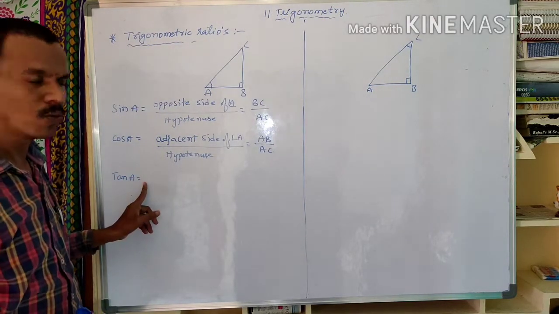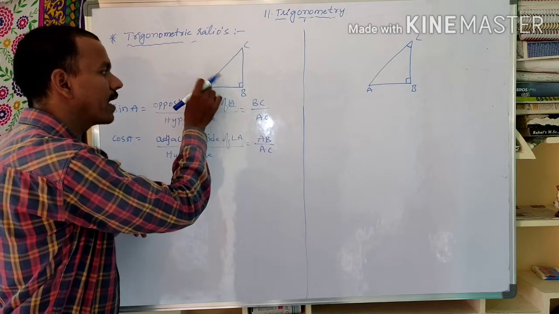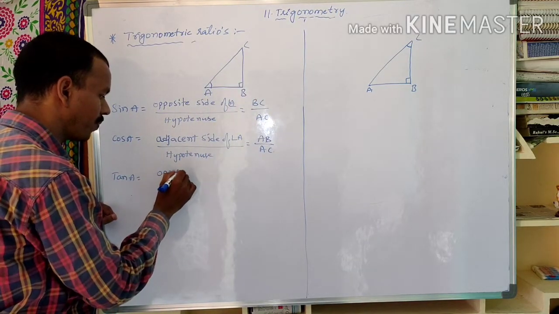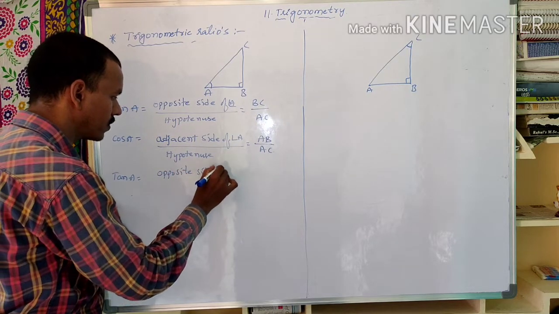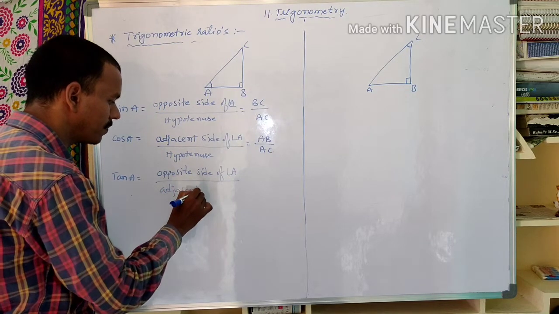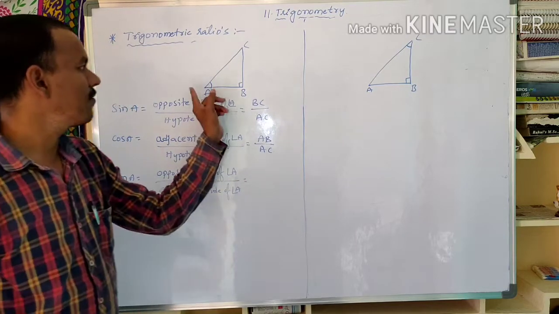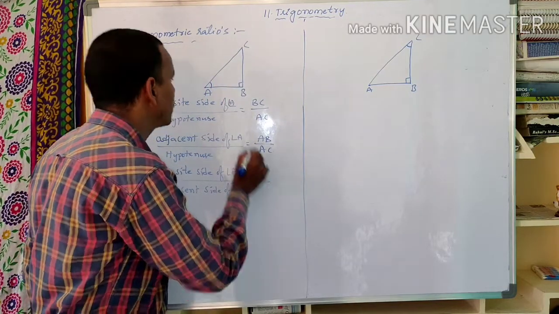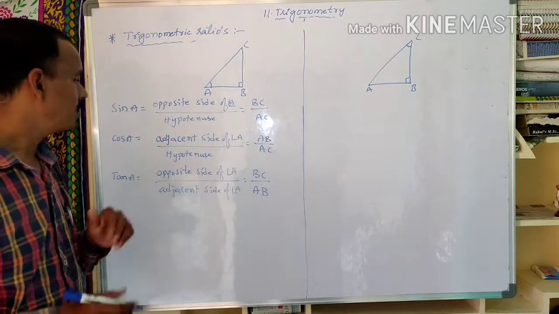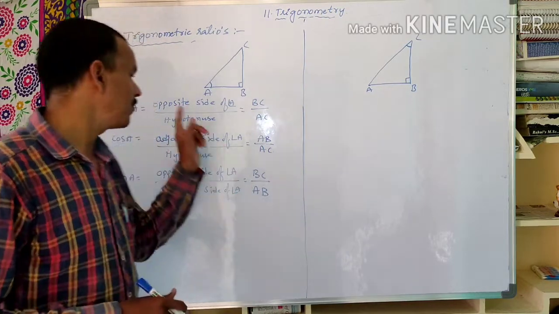Next, tan A is equal to the opposite side of angle A by the adjacent side of angle A. So the opposite side of angle A is BC, and the adjacent side of angle A is AB. These are the first three trigonometric ratios, and the remaining three are the reciprocals, or multiplicative inverses, of the first three.